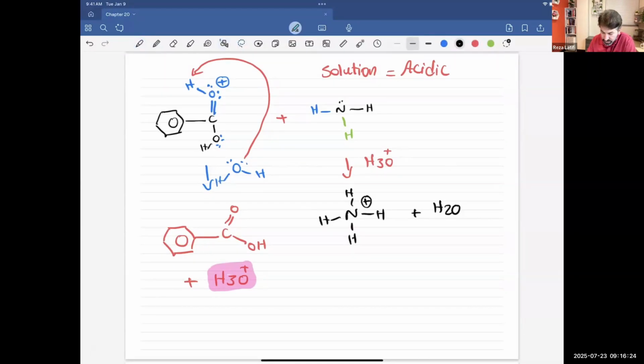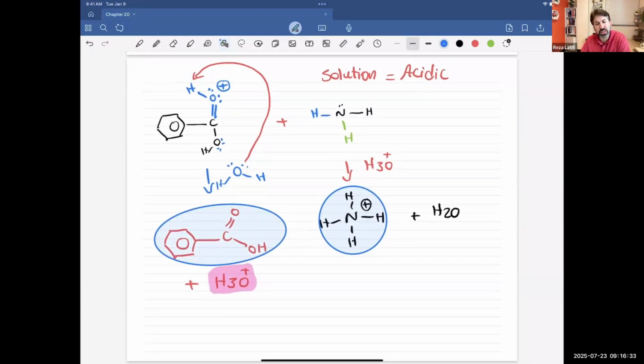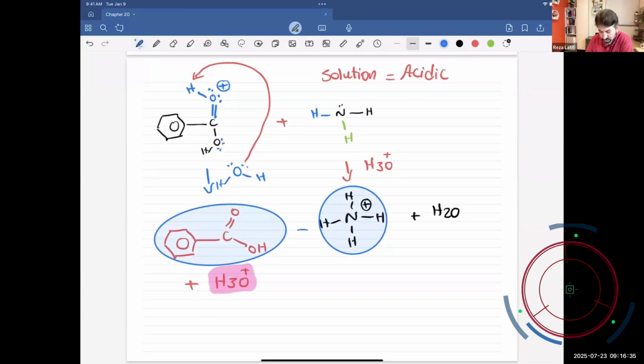So the final product, if you want to really highlight them, the two final products will be these two. You will get NH4 plus and also a carboxylic acid in an acidic solution. Those two are going to be the products. And this is going to be the end of this lecture, and thank you very much.